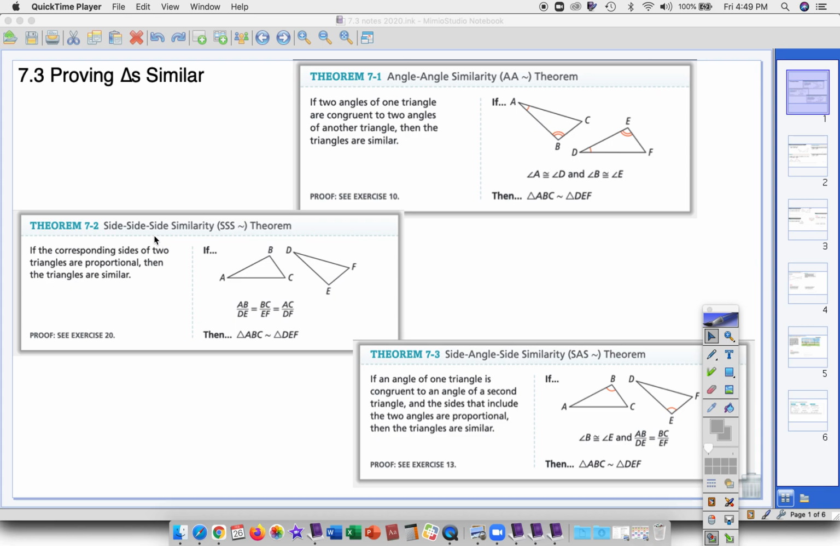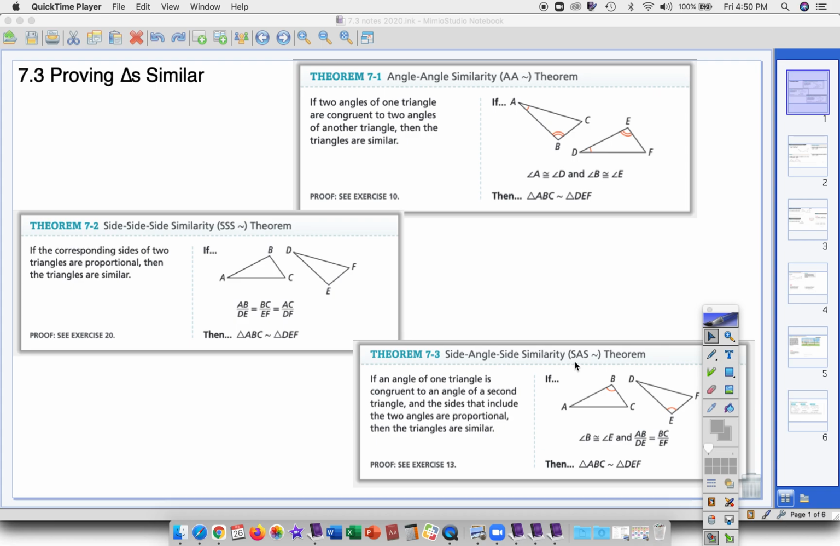The second theorem is the side-side-side similarity theorem. Notice the change in symbol. This is not side-side-side for congruency. This is different because now we're saying if the corresponding sides of two triangles are proportional, then the triangles are similar. This one also looks like something that we've done in the past, but is slightly different.